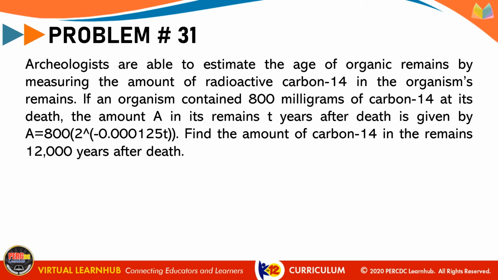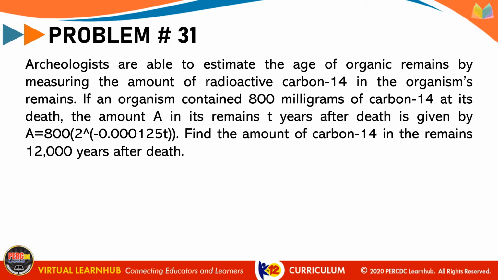If an organism contained 800 milligrams of carbon-14 at its death, the amount A in its remains T years after death is given by the equation A equals 800 times 2 raised to negative 0.000125 T. Find the amount of carbon-14 in the remains 12,000 years after death.